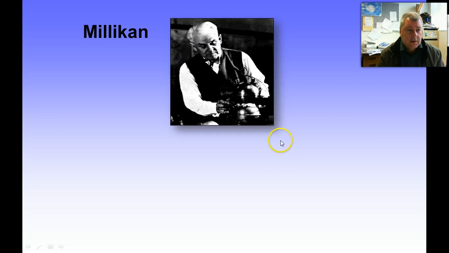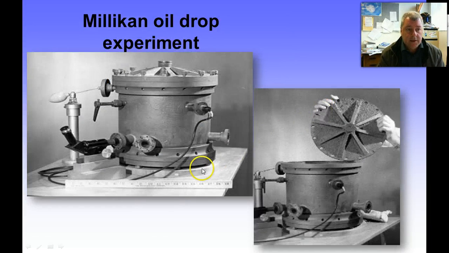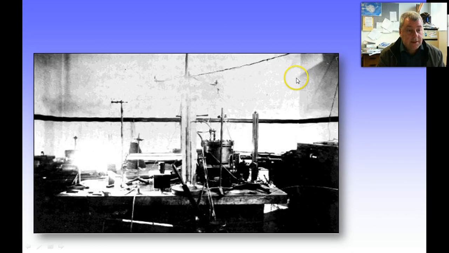Now, who was Millikan? There he is, a famous physicist. He was born in 1864, obtained his doctorate in physics, and died in 1953. And this is his experiment. This is the actual equipment he used. It's a pressure vessel, and we'll learn what the various parts were. There's a light, there's a microscope, there's the atomizer, and we'll see a few schematics of this shortly. That's the actual lab that he did this famous experiment in.